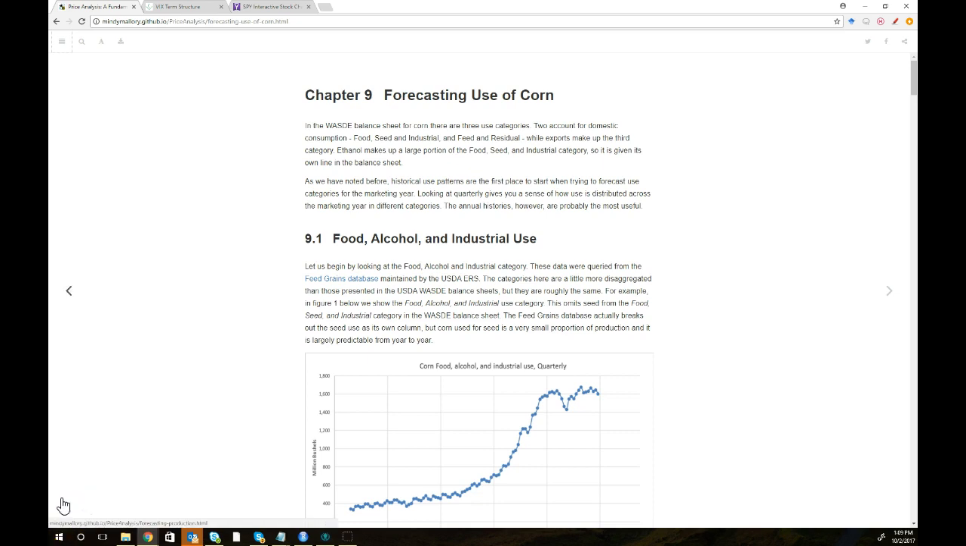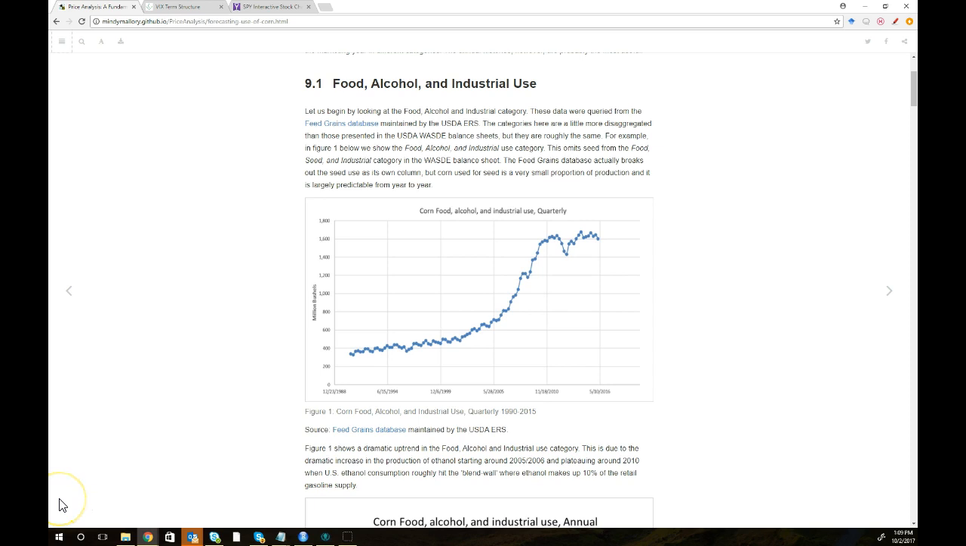If we're going to think about forecasting these use categories, a first step is going to be to look at what the recent trends have looked like in these use categories. So here you can see Figure 1 is the use category for corn for the food, alcohol, and industrial use category, and the data is presented here quarterly. These data come from the feed grain database that's maintained by the USDA Economic Research Service.